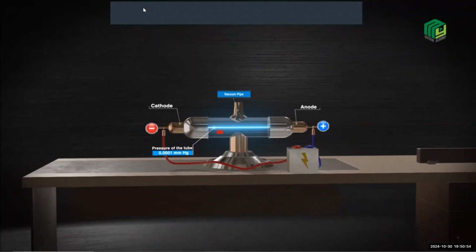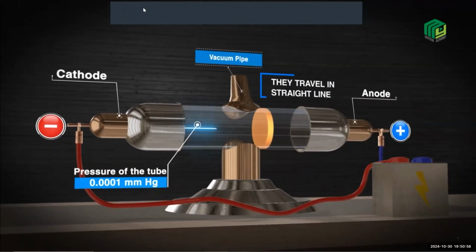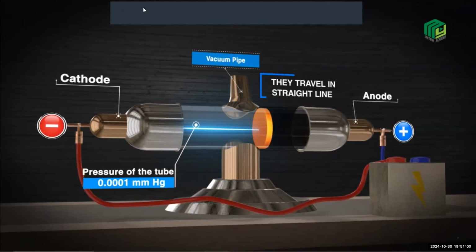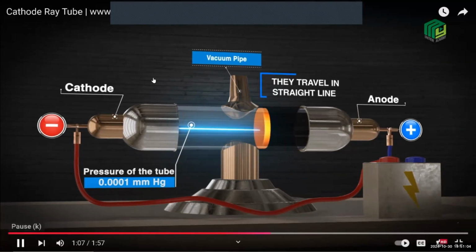Properties of cathode rays are: 1. When any object is placed in the path of the cathode rays, these rays cast shadows.